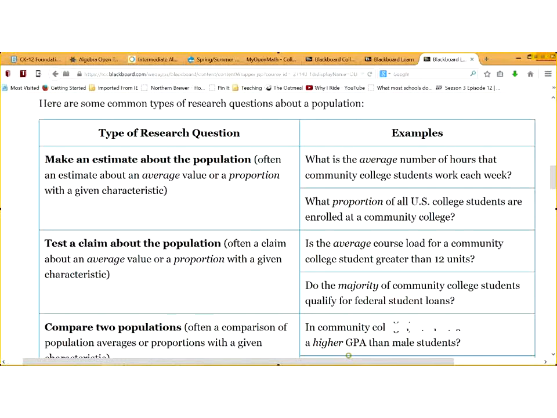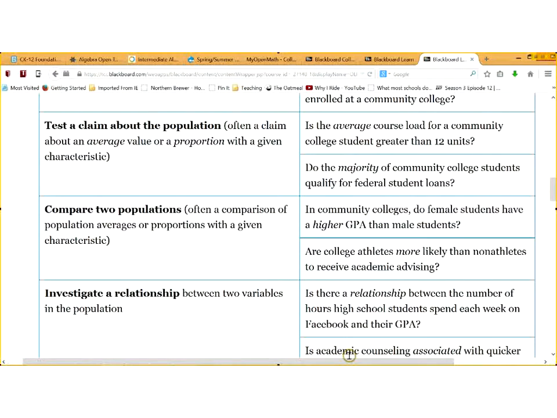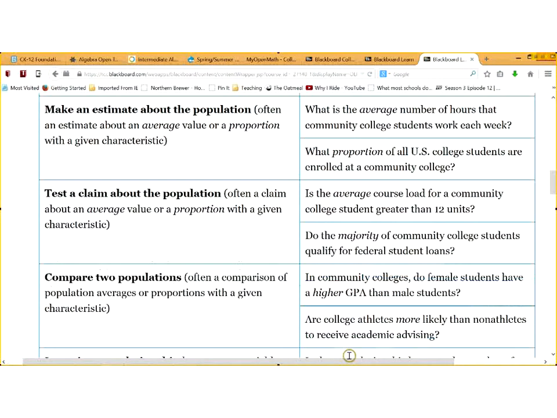Okay, and then we can also test a claim about a proportion. So in the first one we said, what is the average? So that's estimating. But now we're curious about whether the average course load for a community college student is greater than 12 units. So now instead of just wondering about what it is, we're wondering whether it's greater than 12. The reason why we might ask that question is because 12 credits is what we define as a full-time student. So we might be curious, on average, do community college students carry more than a full-time load or not?